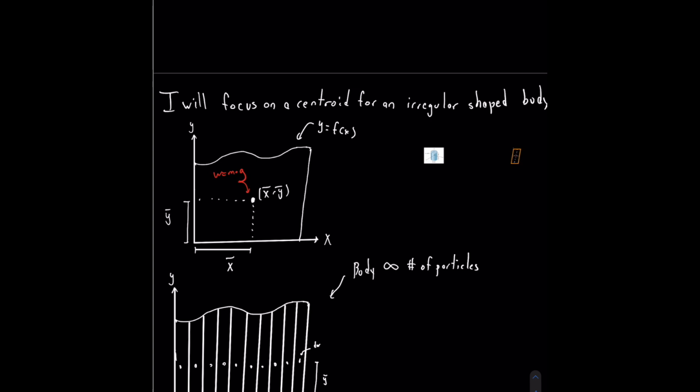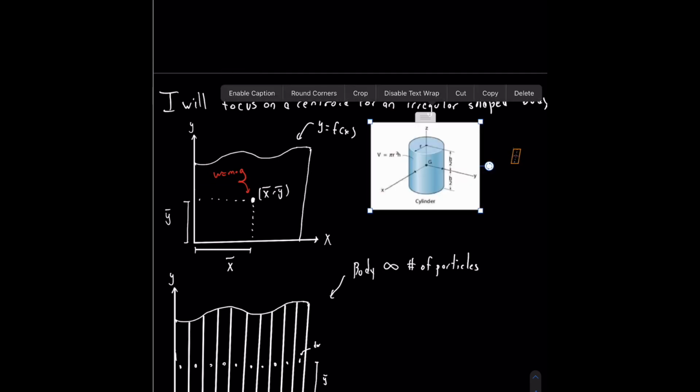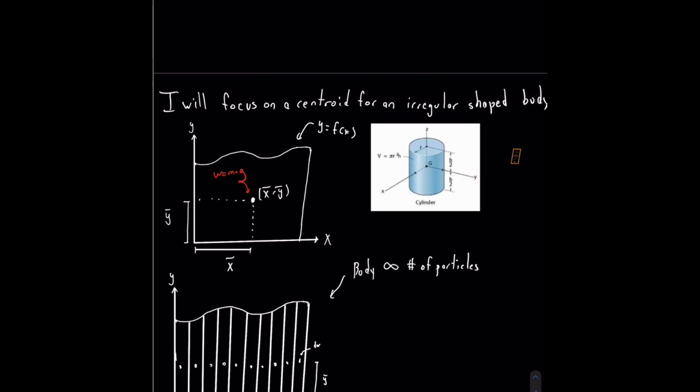Now, what is an irregular shaped body? An irregular shaped body is a body whose centroid cannot be easily found because we don't really know the shape or the geometry of it. Say, for example, a cylinder. We actually know the shape of a cylinder, and we know its area, we know its symmetry, and everything. And we also know that the centroid lies along its axis, along the z-axis, and halfway along the x and halfway along the y.